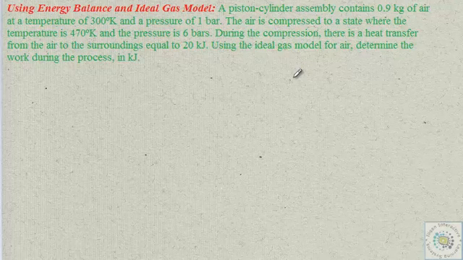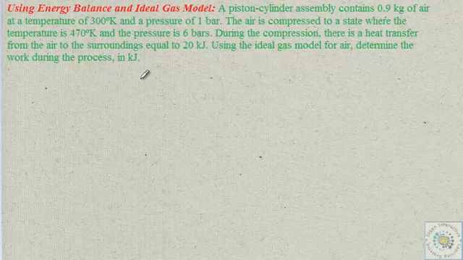A piston cylinder assembly contains 0.9 kg of air at a temperature of 300 Kelvin and a pressure of 1 bar. The air is compressed to a state where the temperature is 470 and the pressure is 6 bars. During compression, there is a heat transfer from air to the surroundings equal to 20 kJ. Using the ideal gas model of air, determine the work during the process in kilojoules.